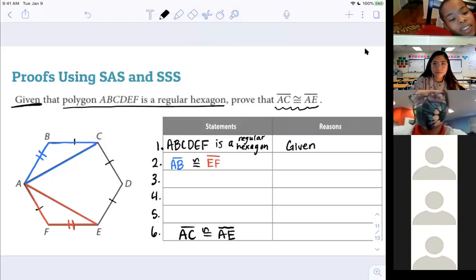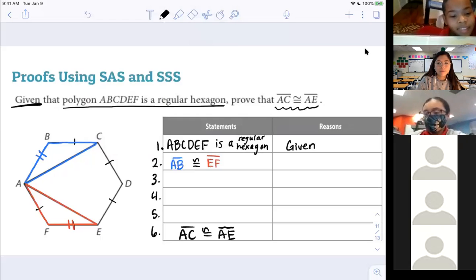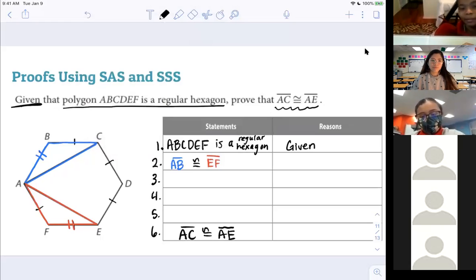Because of the line. Wait, no. I drew those lines in. The congruence statement. Wait, no. How do I know that those two sides are equal to each other? Because they're the same distance from the center. SSS? Nope, you're overthinking it. Remember, it's easier than you think.